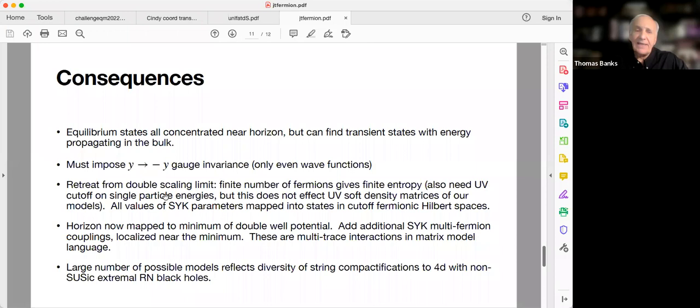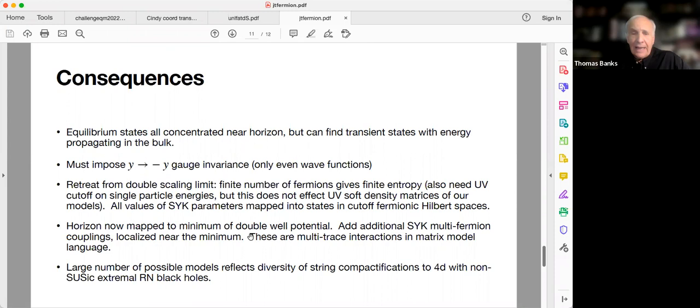The theory is a theory of n by n matrices in an upside down oscillator potential. Now, that doesn't by itself give you a finite dimensional Hilbert space because the coordinates can still go out to infinity. But you can put an ultraviolet cutoff on the single particle energies. And because our density matrices are ultraviolet soft because of the exponential, this doesn't affect our density matrices. So we can actually make a finite dimensional Hilbert space that, whether or not you think of the Hilbert space as infinite dimensional, all of these density matrices give finite entropy, which is what we expect for near extremal black holes.